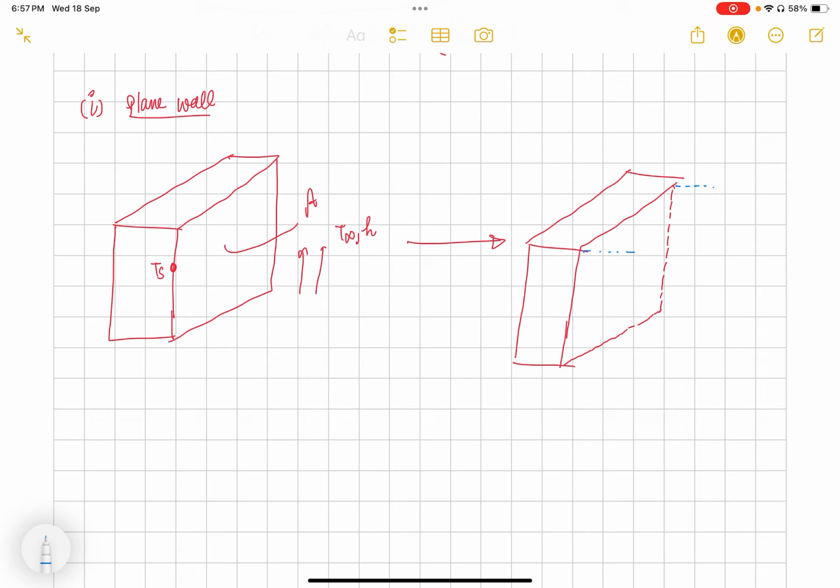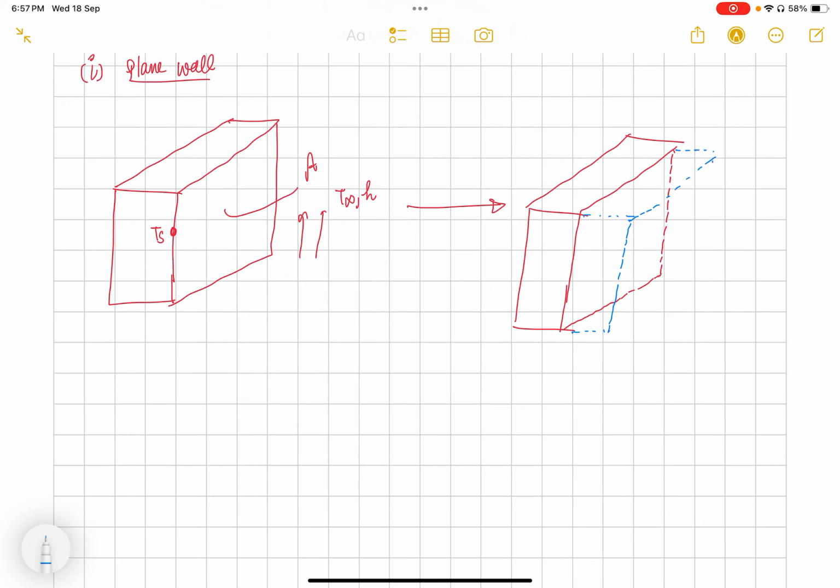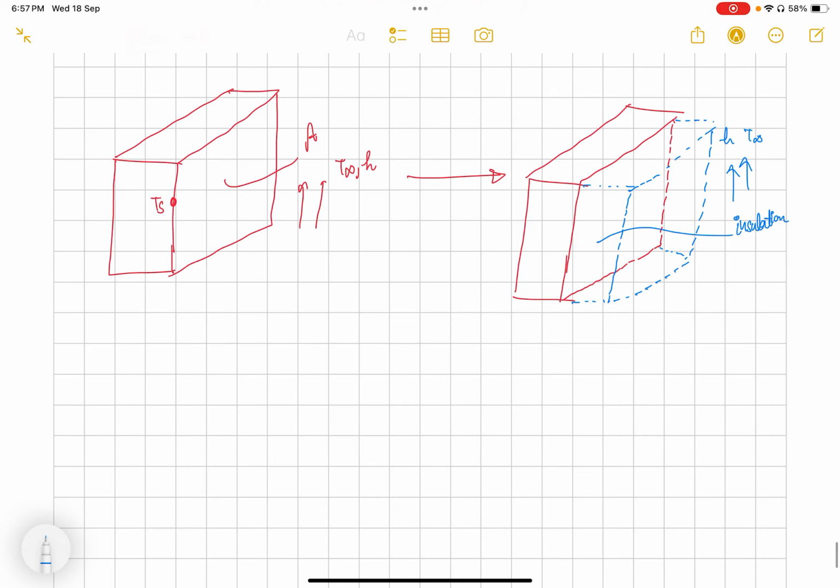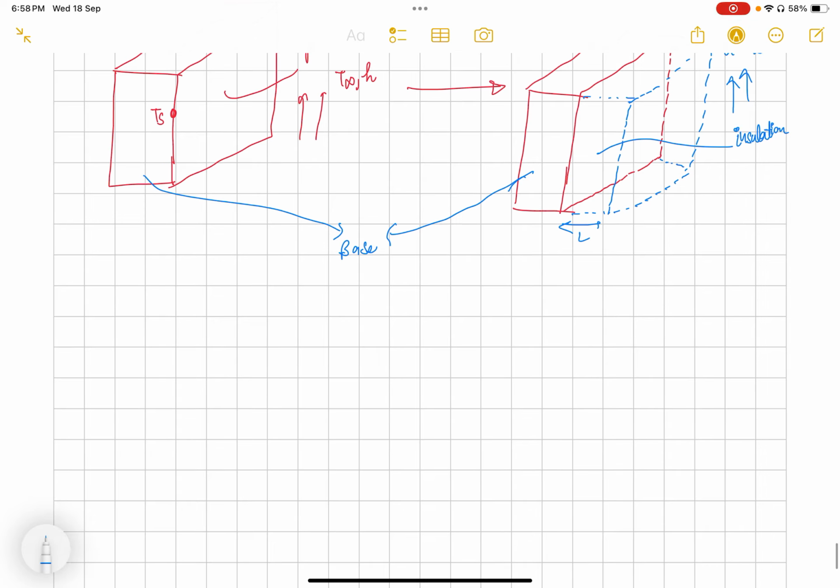This is the insulation. This is h, this is T infinity, and this is the insulation thickness L. This is the base material, and we are not concerned about its thermal resistance, as we mentioned in the assumptions.